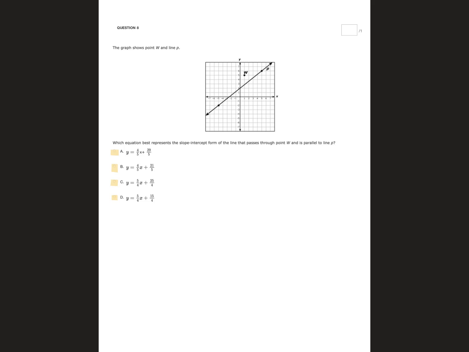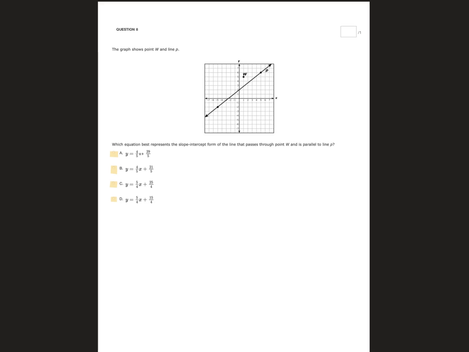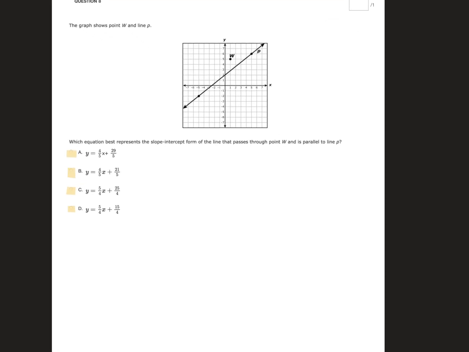Okay, so this is probably one of my favorite questions out of this review. So it's asking which equation best represents the slope-intercept form of the line that passes through point W and is parallel to point P. So first, that's going to be a keyword, parallel. So we remember parallel means the slope of the lines are the same. So the first thing I want you to do is find the slope.